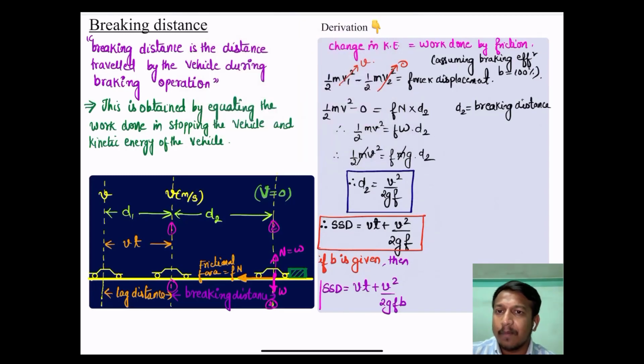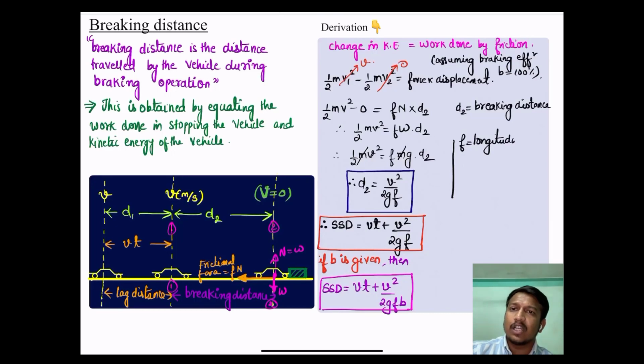There is always a combination of frictional resistance F into B. Now, whatever this F value is, it is nothing but the longitudinal coefficient of friction. This longitudinal coefficient of friction, according to IRC, has a particular value: 0.35 to 0.4 according to the Indian Roads Congress.